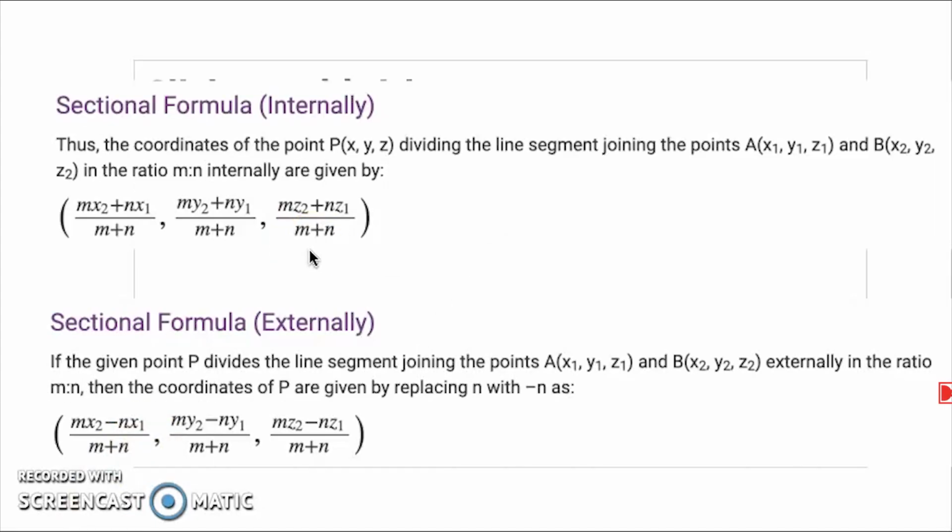If P cuts the line segment internally in the ratio m:n, then the x coordinate will be (mx2 plus nx1) divided by (m plus n). The y coordinate will be (my2 plus ny1) divided by (m plus n), and the z coordinate will be (mz2 plus nz1) divided by (m plus n). If P cuts the line segment externally in the ratio m:n, then the x coordinate will be (mx2 minus nx1) divided by (m minus n), and the y coordinate will be (my2 minus ny1) divided by (m minus n), and the z coordinate will be (mz2 minus nz1) divided by (m minus n). Note, remember the change of sign in these two formulas.